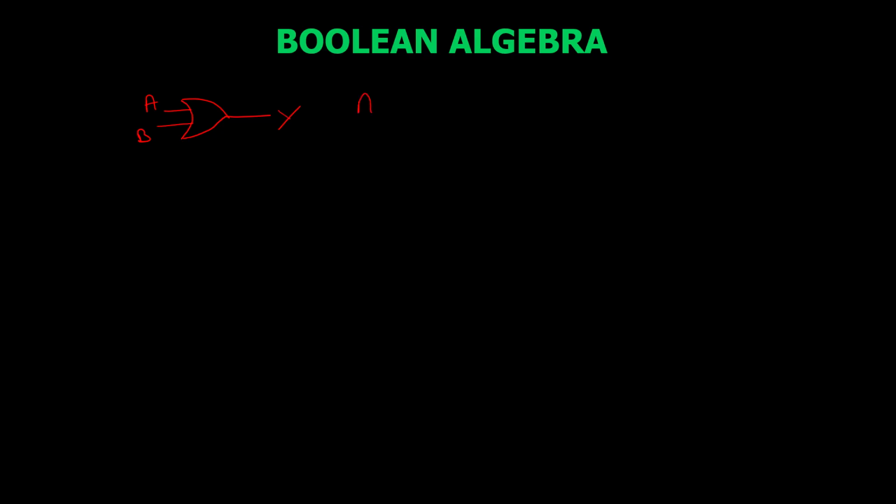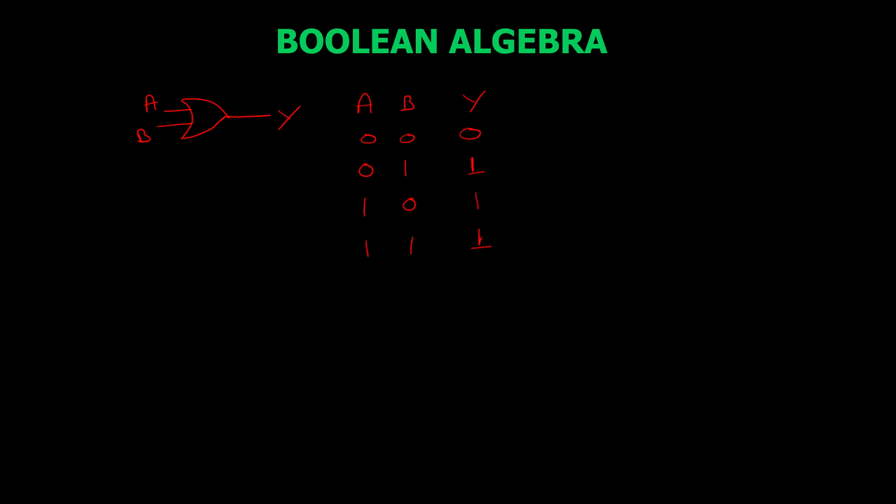You know that if you want to draw the truth table, then for the two inputs you have four possible combinations like that. These are the four possible combinations, and for 0 0, Y is 0. For 0 1, Y is 1. For 1 0, this is 1, this is also 1.